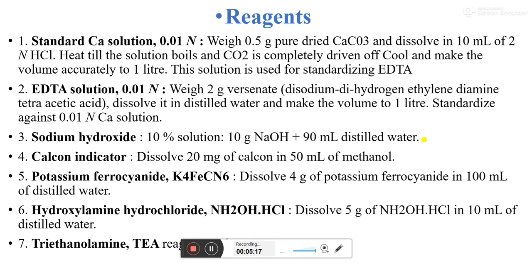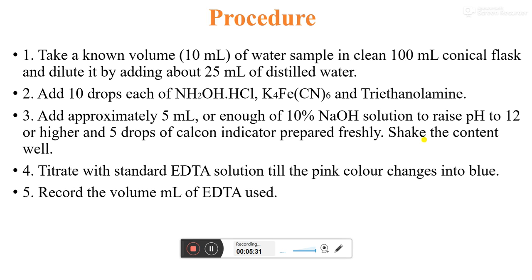These are the reagents which are mainly packed in bottles and present in ready form in labs. And the last one is triethylamine, which we call the TEA reagent. Then for the determination of calcium, the procedure is, first, take a known volume, that is 10 ml.